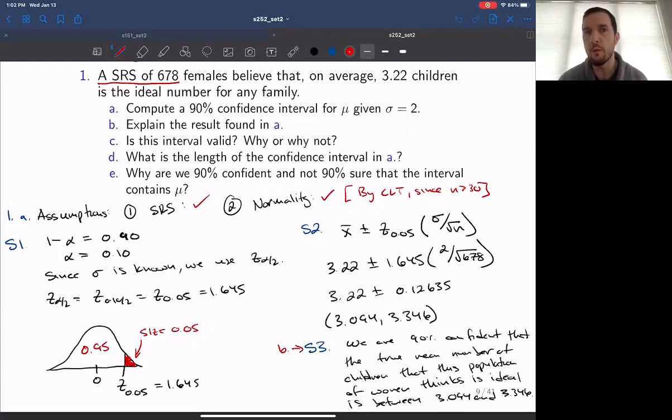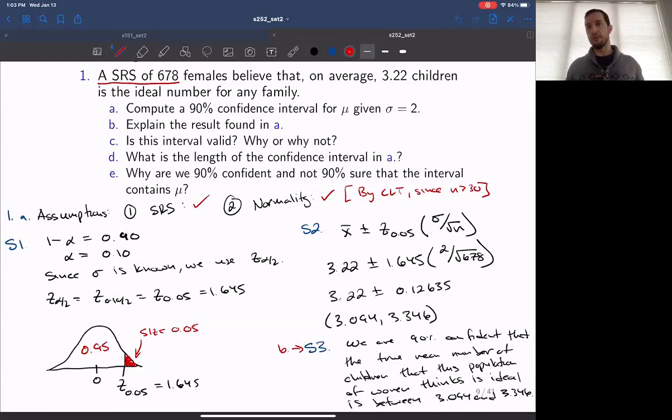All right, so we were working on the exercise on slide 9. In this exercise, we are told that we have a simple random sample of 678 females. On average, this sample believes that 3.22 children is the ideal number for any family. So the sample mean is 3.22 based off of the 678 females. This would be the X bar for our exercise. We want to compute a 90% confidence interval for mu, given that sigma is equal to 2.